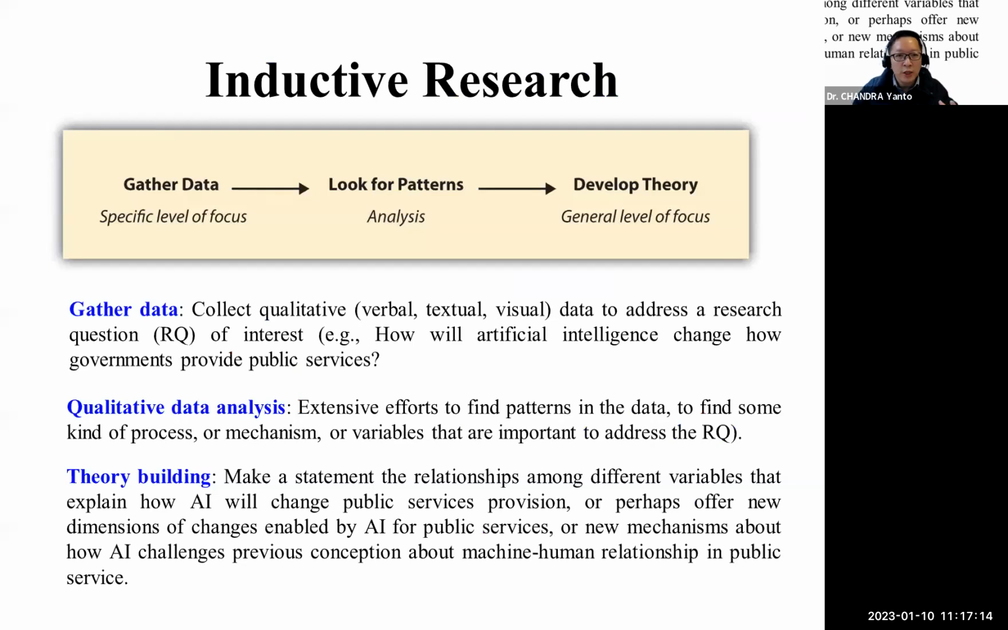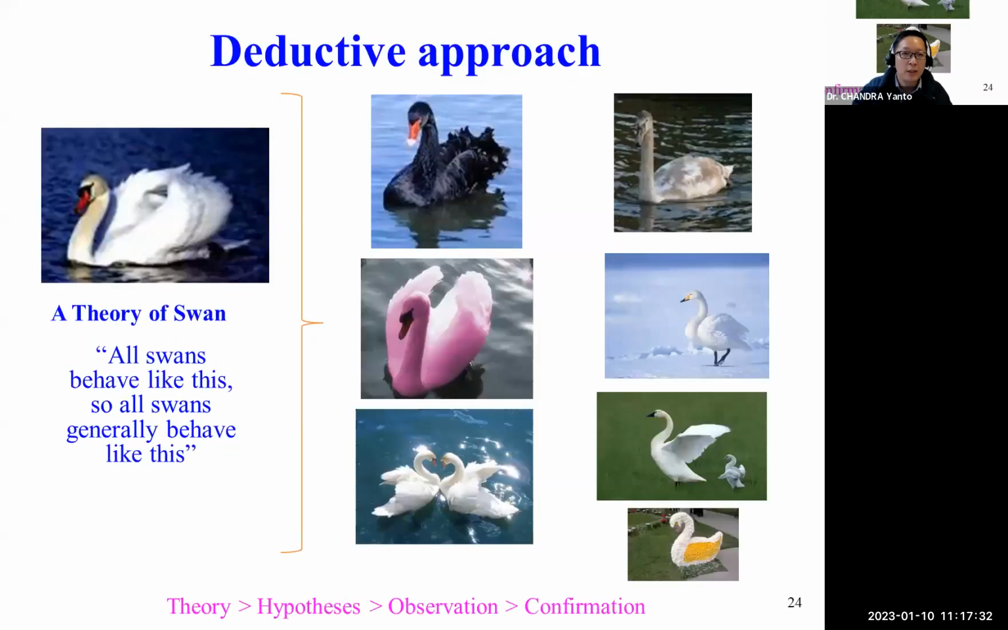In the inductive approach, you have some question that you want to answer. You collect the data. You look for patterns, and then you build your theory. Here, the example that I use is some theory on how artificial intelligence or AI will change public services. You can have a look at this example in more depth.